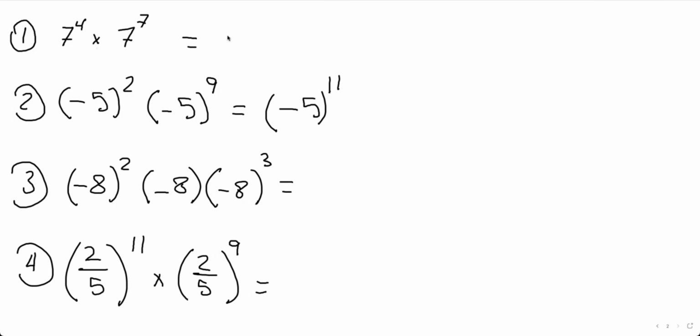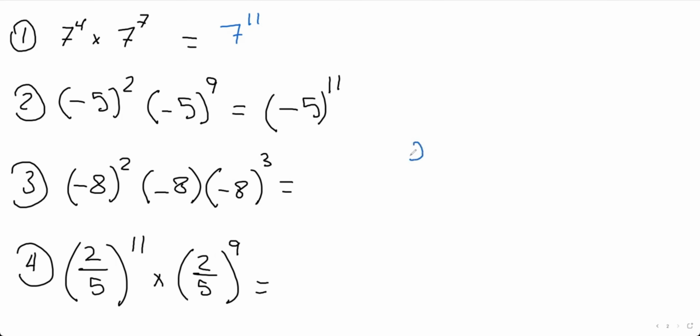Definitely, this 7 times 7 is going to be 7. You add the exponents. Never multiply the 7 and 7 and say 49 to the power of 11. That would be wrong. So it's just 7 to the power of 11. Now, some of you could argue, say, how come?